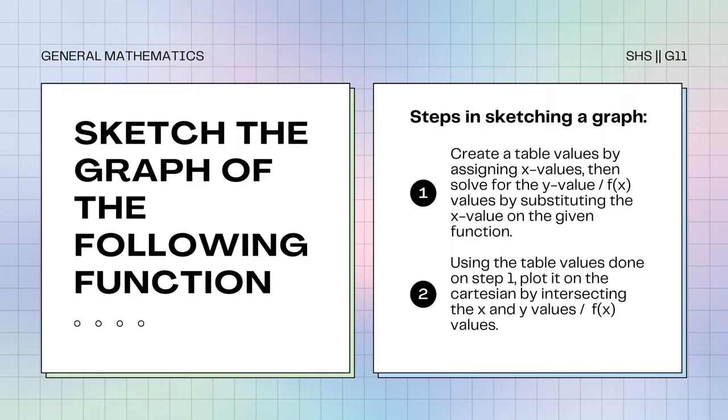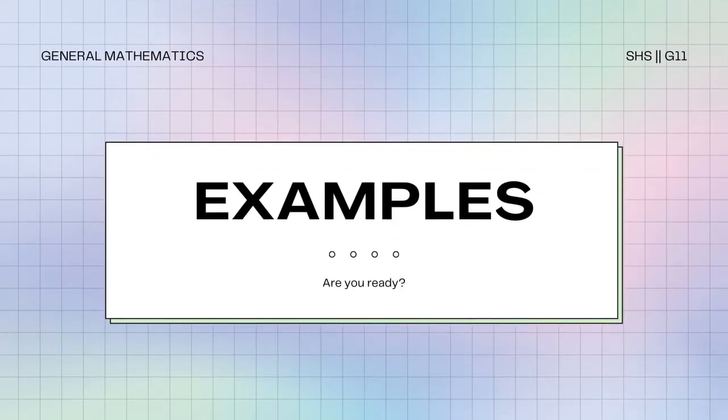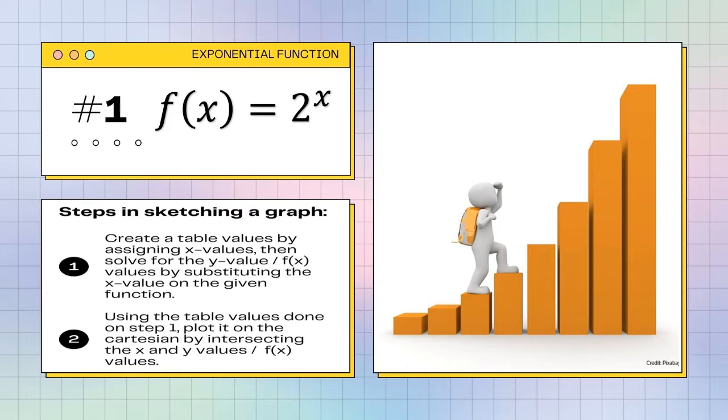Second, using the table of values done in step 1, plot it on the Cartesian plane by intersecting the x and y values or f of x values. Let's proceed with the examples. Number 1, f of x is equal to 2 raised to x. Again, we'll use the two steps in sketching a graph.